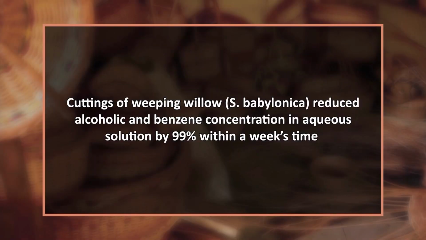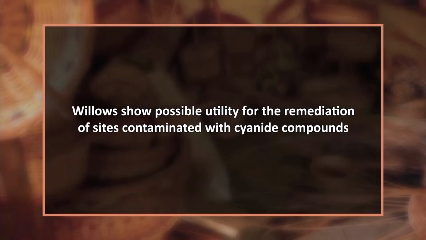Laboratory experiments have shown that cuttings of weeping willow reduced alcoholic and benzene concentrations in aqueous solutions by 99% within a week's time through uptake and absorption in plant tissue. Promising results have been obtained in remediation of sites contaminated with ethanol blended gasoline spills using willows. These willows have been reported to have tolerance to increased levels of ethanol.